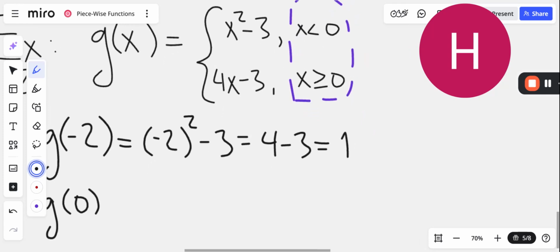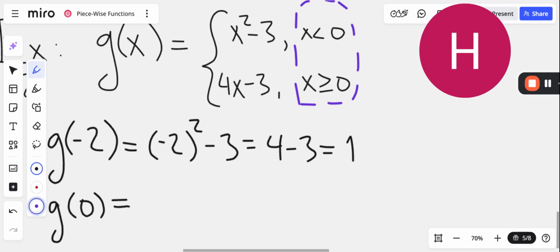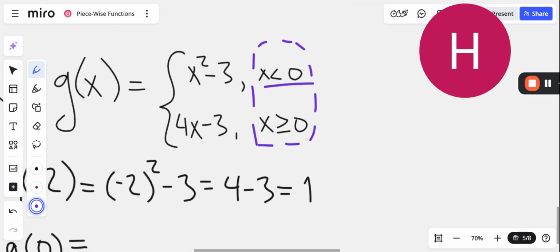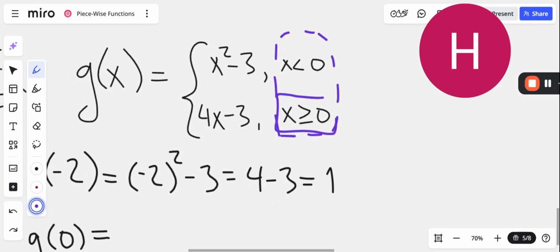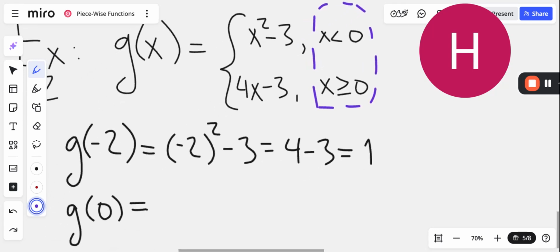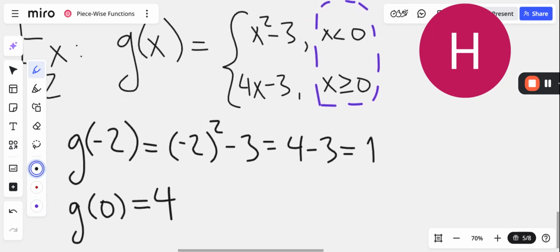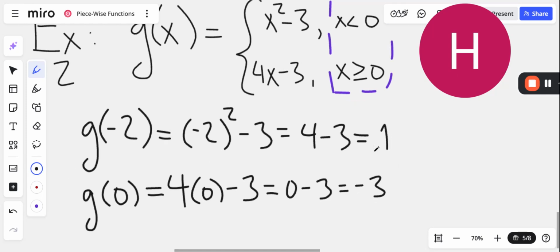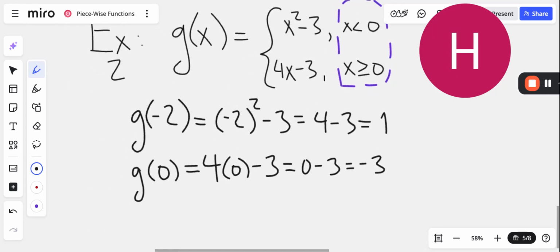I like picking values that are right on the cusp because it really makes you look carefully. Here's a 0. Does that mean we use the top piece? No, that says x is less than 0. This bottom piece says x is greater than or equal to 0, so we will be using the bottom piece. That gives us 4 times 0, pretty easy, minus 3, and that's just 0 minus 3, or negative 3. So negative 3, not too bad. It was right on the cusp between using the top function or the bottom function. But I think you can see now that it's very simple. Just got to check that input.